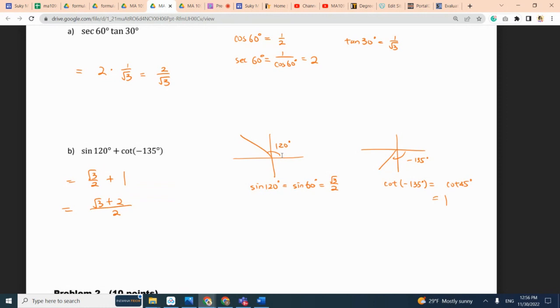So we go clockwise for 135 degrees. That's why this reference angle is 45 degrees, and we are in quadrant 3. In quadrant 3, our cotangent is positive. Right, everybody? So therefore, cotangent of negative 135 degrees is cotangent 45 degrees, which is 1. So our answer is root 3 over 2 plus 1, which is root 3 plus 2 over 2. Okay, so this is problem 1.